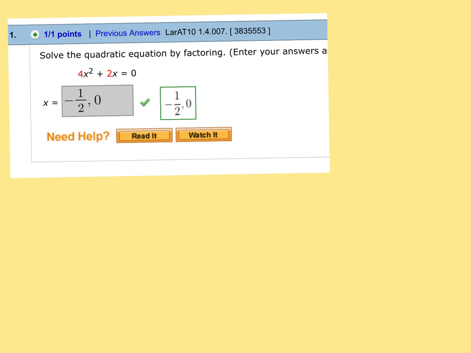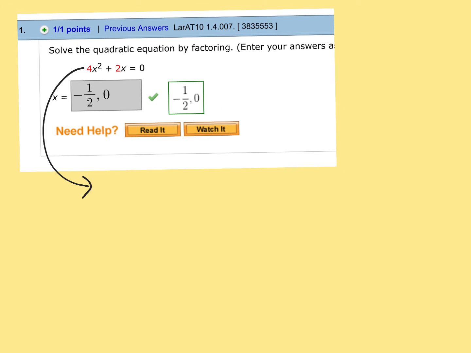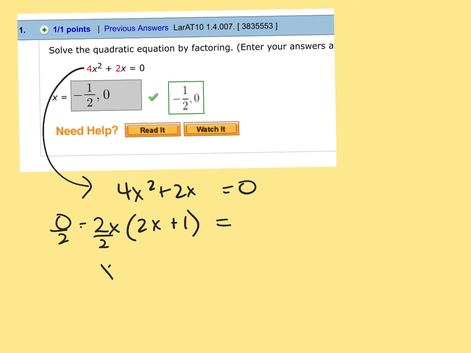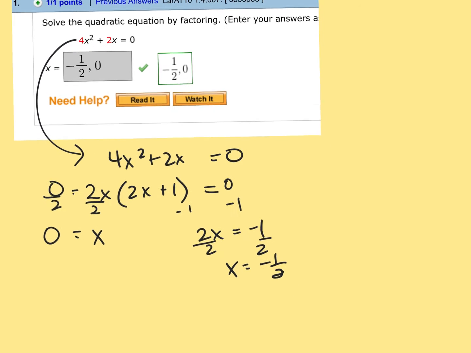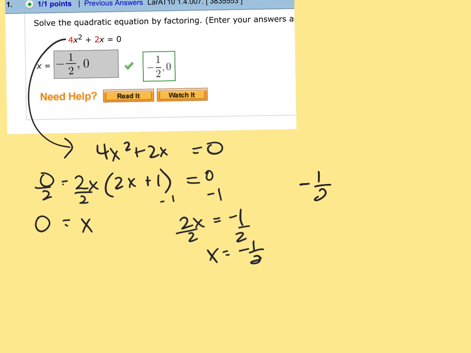So you're solving by factoring, right? So I'm going to take this 4x squared plus 2x equals 0. Factor out a 2x, and I get 2x plus 1. And then split and solve them. So this I'd divide by 2, I'd get x equals 0. Subtract the 1, so they equal 0. 2x would equal -1, divide by 2, and x is -1/2. So -1/2 and 0 should have been the answers there.